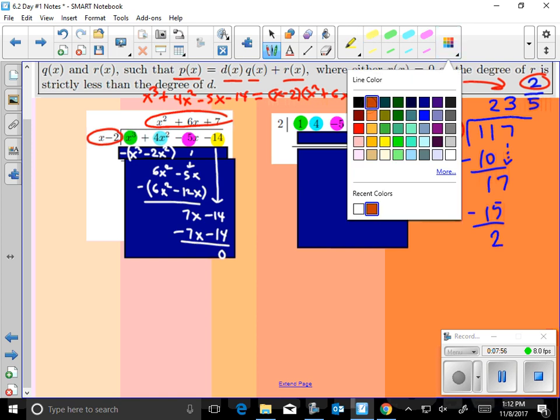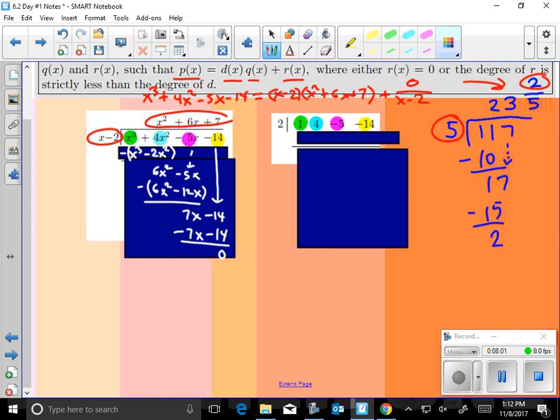Where in the world did this 2 come from? It's the opposite of this factor, right? It's the solution to that factor. So if this were x plus 7, what would this number over here be? Negative 7. Good. And here's how polynomial synthetic division works. Does anybody remember?